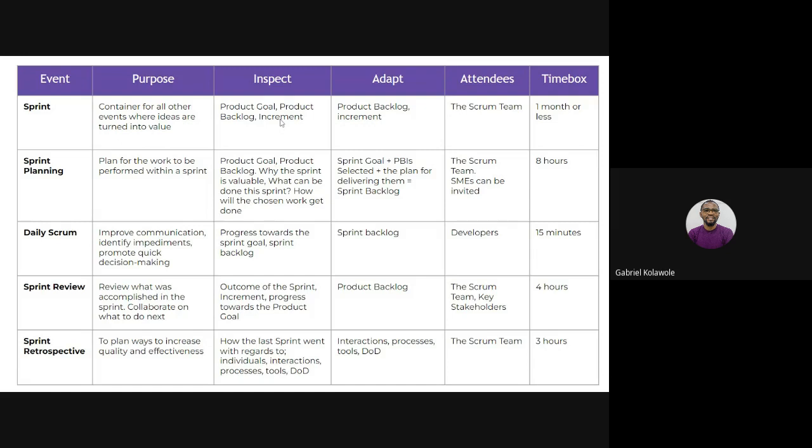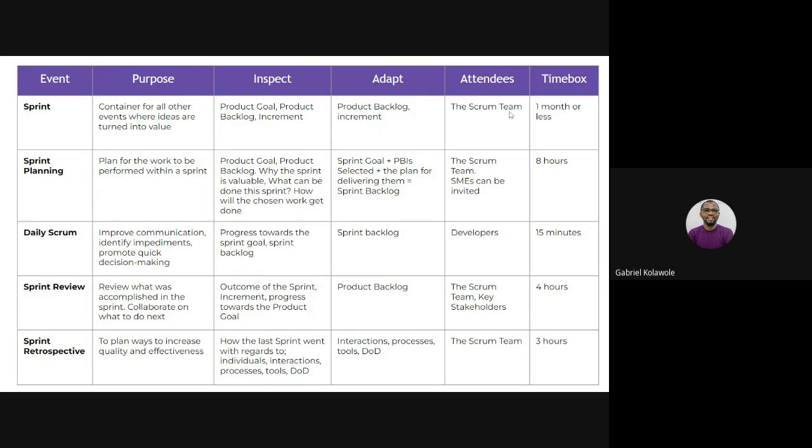Okay, what do we want to do? What is that thing we want to deliver at the end of this sprint? Then during this sprint, what you will be adapting is also the product backlog. You will keep adapting, making changes to your product backlog and increments.